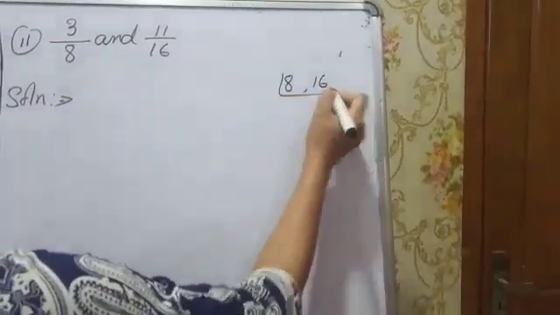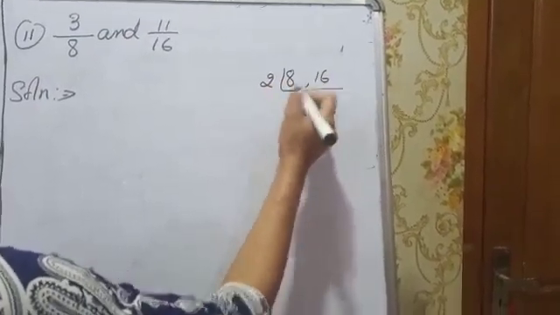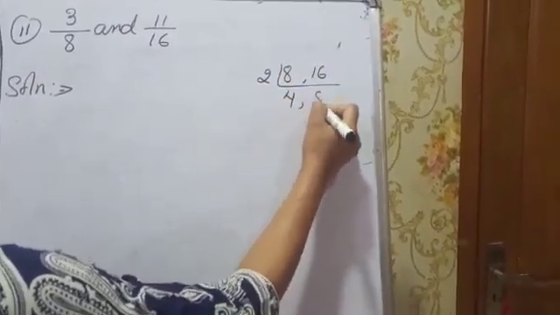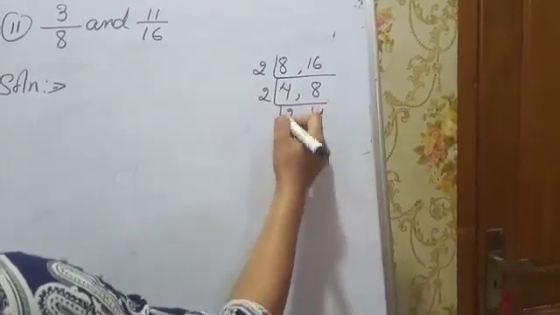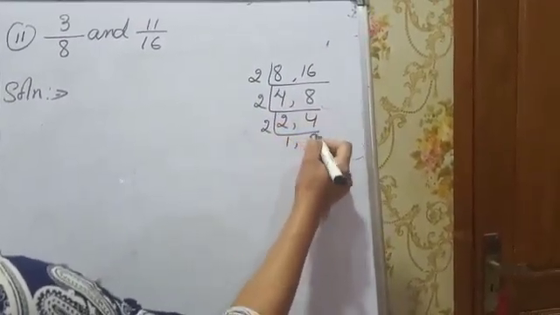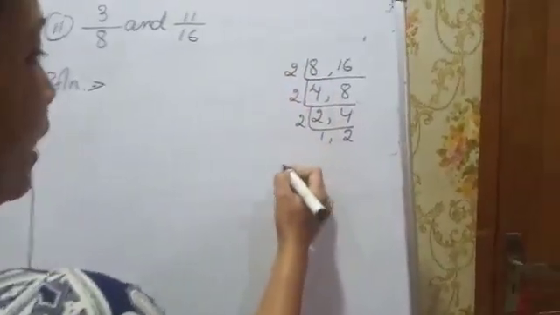So then we have to take the LCM. 2 4s are 8, 2 8s are 16. Then 2 2s are 4, 2 4s are 8, 2 1s are 2, 2 2s are 4. Then we have to multiply it.